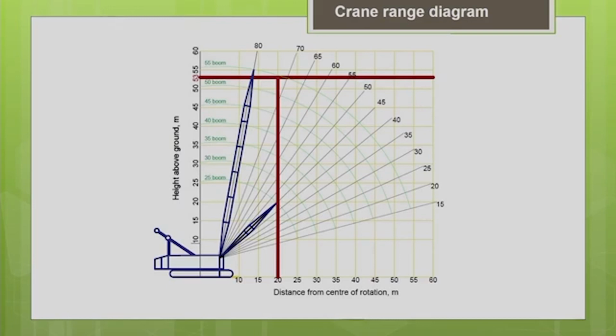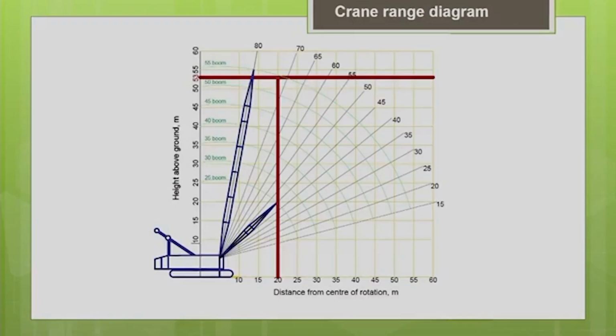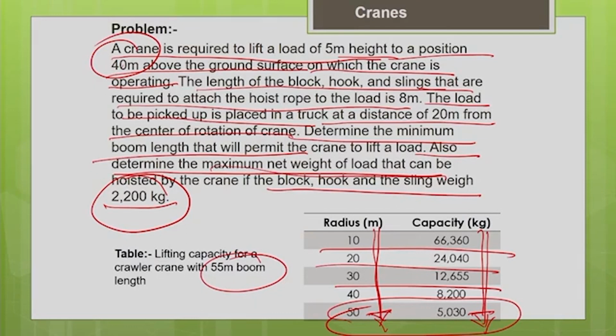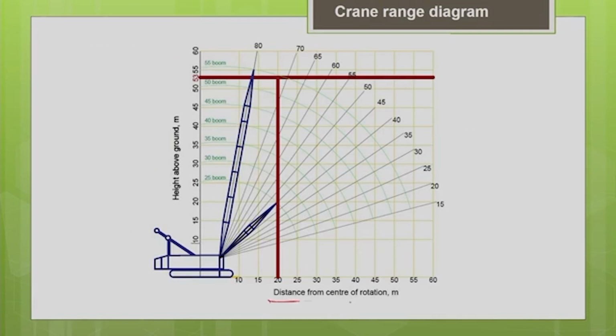Now, with the help of the crane range diagram, I can determine what boom length is needed for this particular project. It is given that the crane has to pick up the load from a truck which is placed at a distance of 20 meters from the center of rotation of the crane. So, the horizontal reach, the radius distance from the center of axis of rotation of the crane to the load line, is 20 meters.